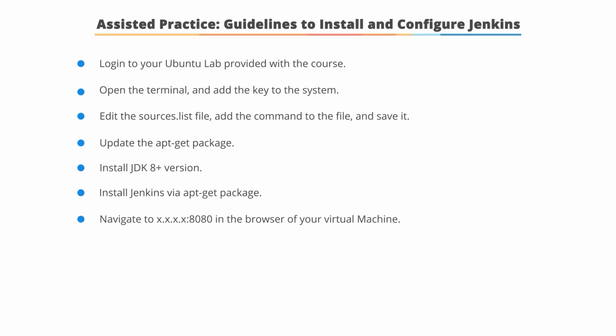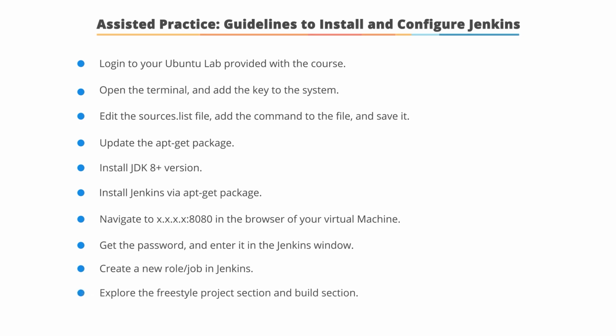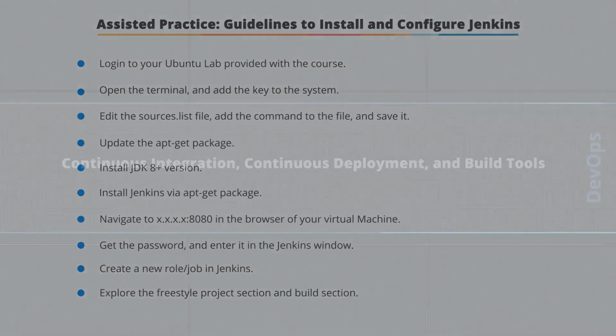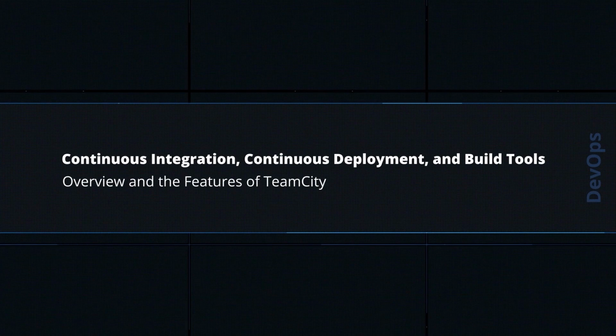Install Jenkins using the apt-get package. Navigate to the IP address of the machine, denoted as x.x.x.x:8080, in the browser of your virtual machine. Get the password and enter it into the Jenkins window. Create a new role job in Jenkins. Explore the Freestyle project and build section. Overview and the features of TeamCity.